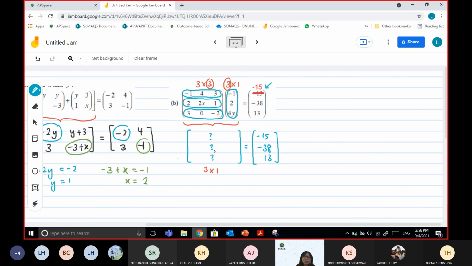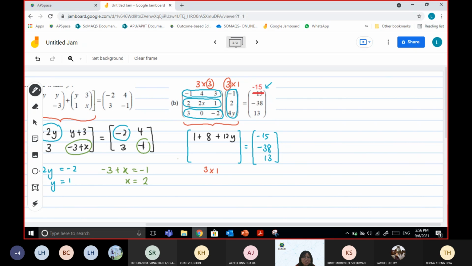Okay, so now you multiply, taking rows by column. So for the first one, we have negative 1 times negative 1, which is 1. Then plus 4 times 2, which is 8. Then plus 3 times 4y. So that means it's a 12y. Okay, so that's how we actually multiply them.